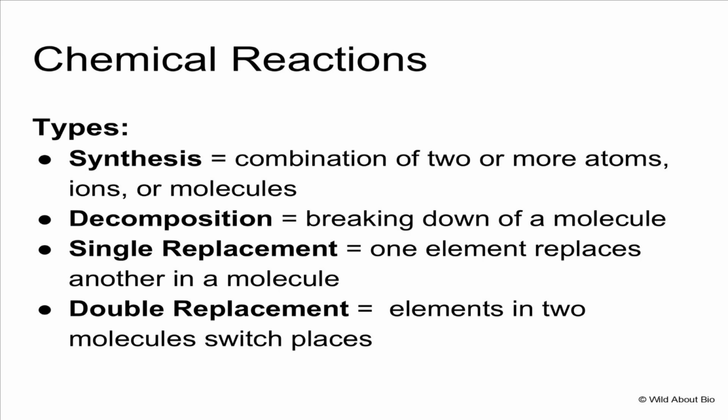Finally, how do we get from molecules to real action? Chemical reactions. These come in a few types. Synthesis, where atoms or molecules come together. Decomposition, where a molecule breaks apart. Single replacement, where one element swaps in. Double replacement, where parts of 2 compounds switch places. These reactions power everything from digestion to photosynthesis.